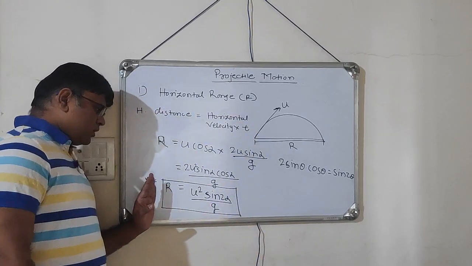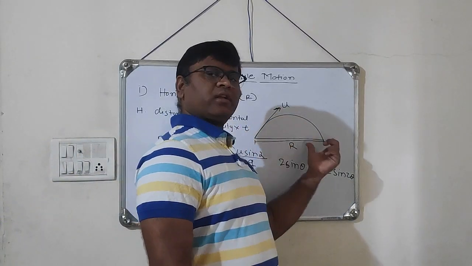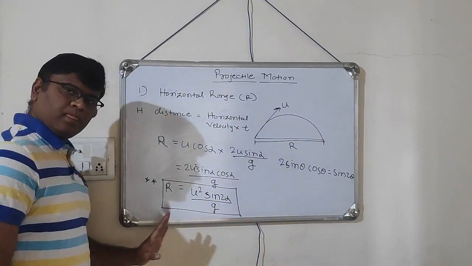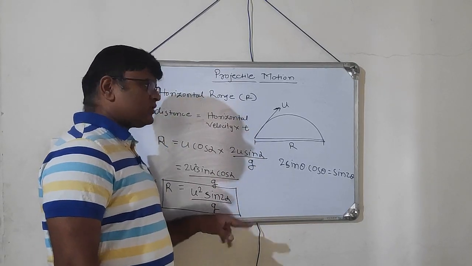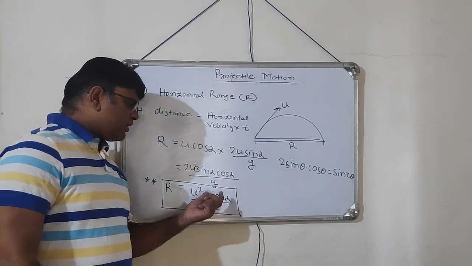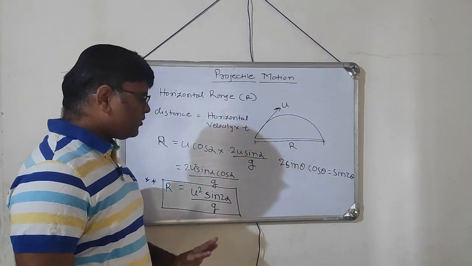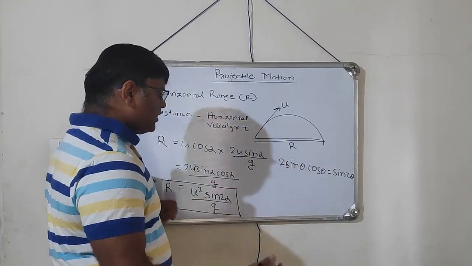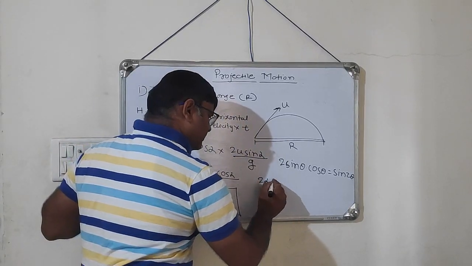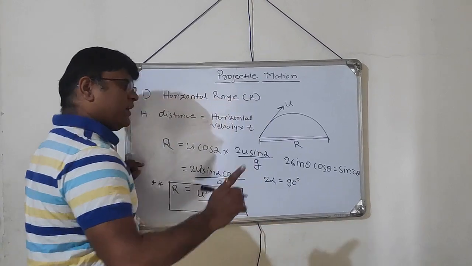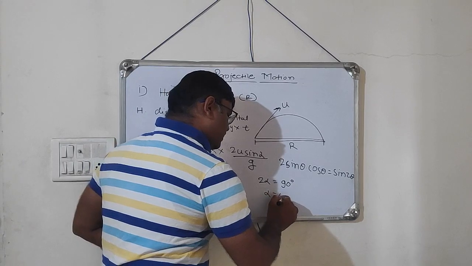Here you can see u square sin 2 alpha by g. So can I calculate what can be the maximum range of the particle? Very easily. Look here, u square sin 2 alpha by g. So when can this maximum range happen? The maximum range can happen when the value of sin 2 alpha is maximum. So what is the maximum value of sine? The maximum value of sine is 1. So when your 2 alpha is equal to 90, in that case you will get the maximum range. So you will get a maximum range at 45 degree.